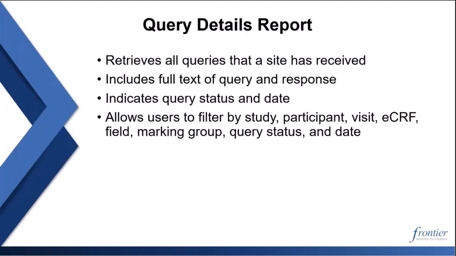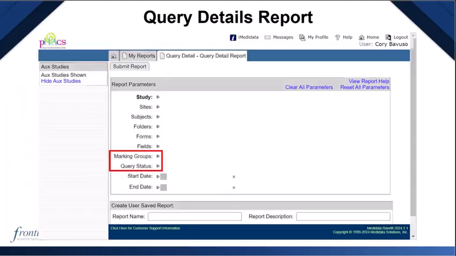You may also find it useful to view the query details report. This report is longer than the summary report, and it will give information about each individual query, including the full text of the query and the response. Additionally, the query status and date are displayed for each record in this report, and as we'll see on the next slide, you're able to filter this by study, participant, visit, ECRF, field, marking group, query status, and date.